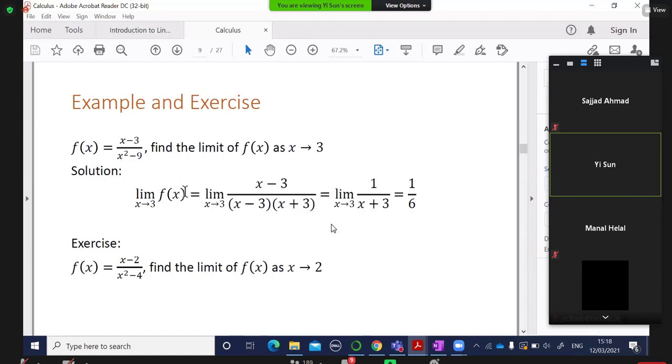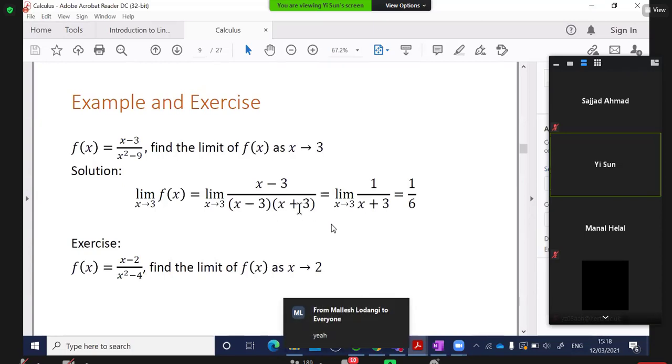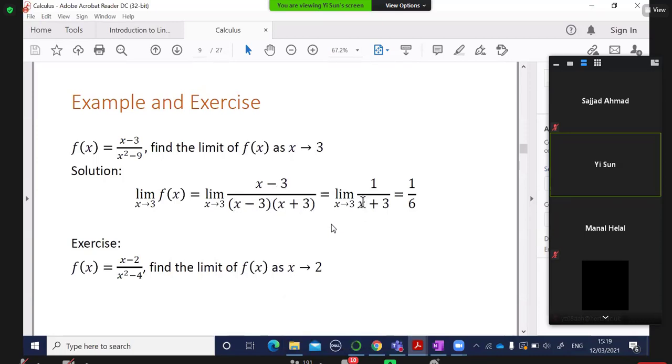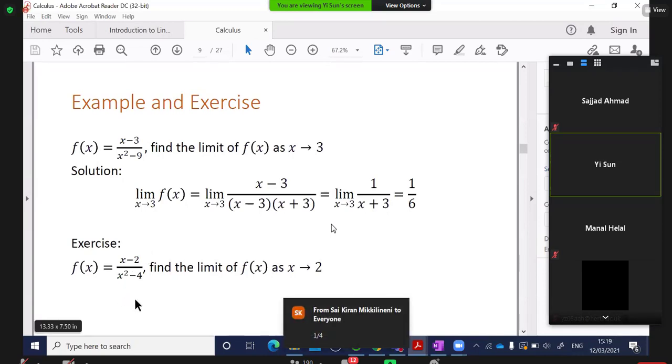However, we can make some changes to this function. That is, we use the difference of two squares and rewrite this part. That is what we get. Cancel this term from the numerator and the denominator. That is what we get. That is the limit. Now, I hope you have a pen and a notebook. Write down what your answer is for this exercise here.